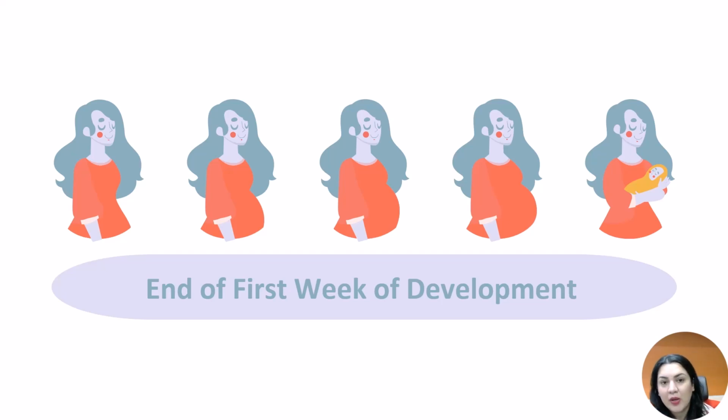So if we do a quick recap of what happened in the first week of development. So we had ovulation, right? With ovulation, you had the release of the egg. That's on one side of the female reproductive tract. On the other side, if the sperm are deposited within the vagina, they're going to be able to swim up the female reproductive tract so that they can try to find a way toward the egg, encounter the egg, fertilize the egg, hopefully in the ampulla region of the uterine tube, and then fertilization will occur.